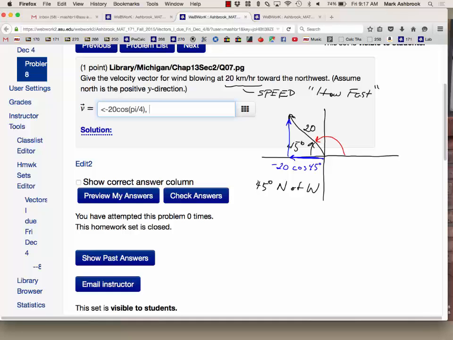And then the y coordinate, 20 sine pi/4, and that's positive because it's going up. So that would be our components. And we know what those are, right? That's radical 2/2. So another way we could do this, if we wanted to, is to say negative 20 radical 2/2 and 20 radical 2/2.